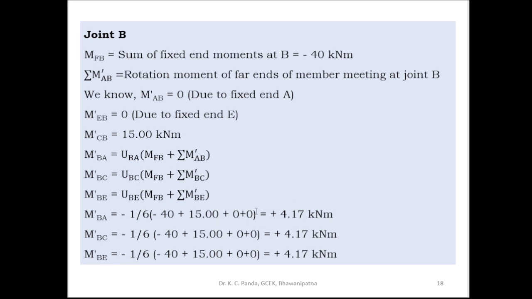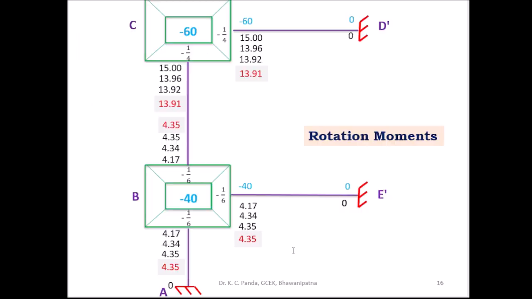So this is equal to 4.17 kilonewton meter. M dash BA is 4.17 kilonewton meter, m dash BC is 4.17 kilonewton meter, and m dash BE is 4.17 kilonewton meter. Then you put the value here, m dash BA here, m dash BE here 4.17, and m dash BC here 4.17. Now the first cycle is over.